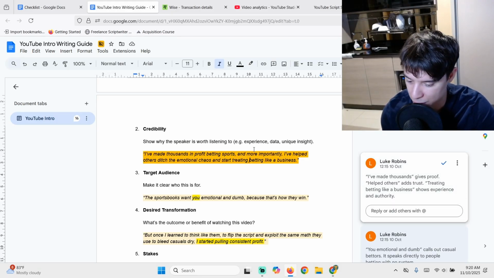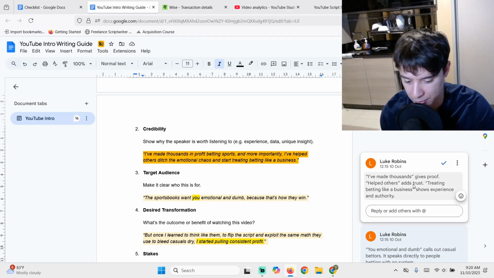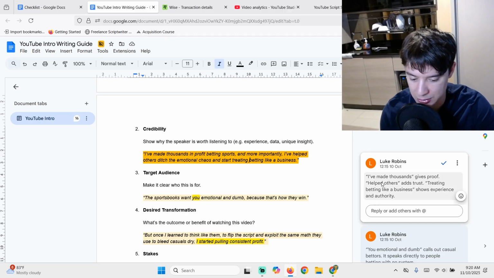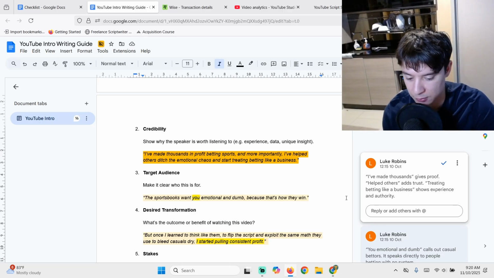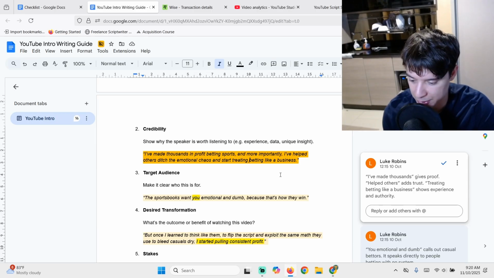Ideally, you have a screenshot up on screen as well. By saying helping others, that also adds trust because you're able to get the result for yourself, but you're also able to help others do the same. That's another level of credibility right there. And then treating betting like a business shows that you're more experienced. This is actually a thing that's designed to make money, not a casual hobby that you're following.